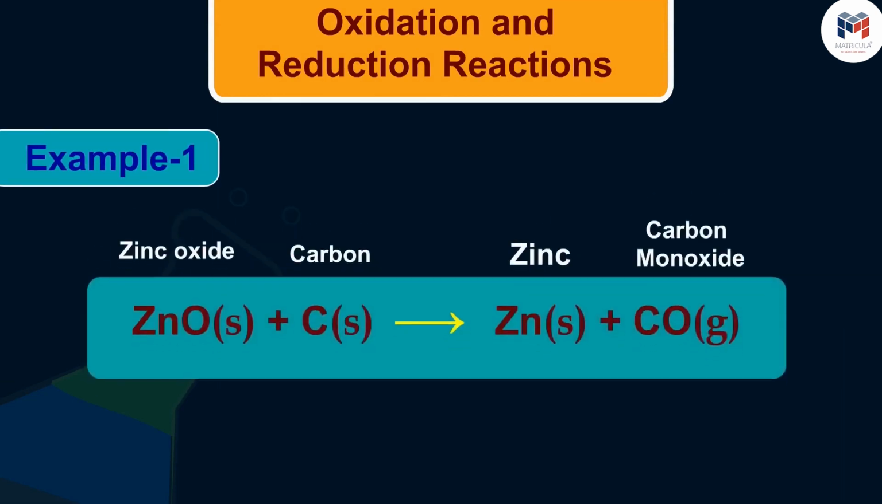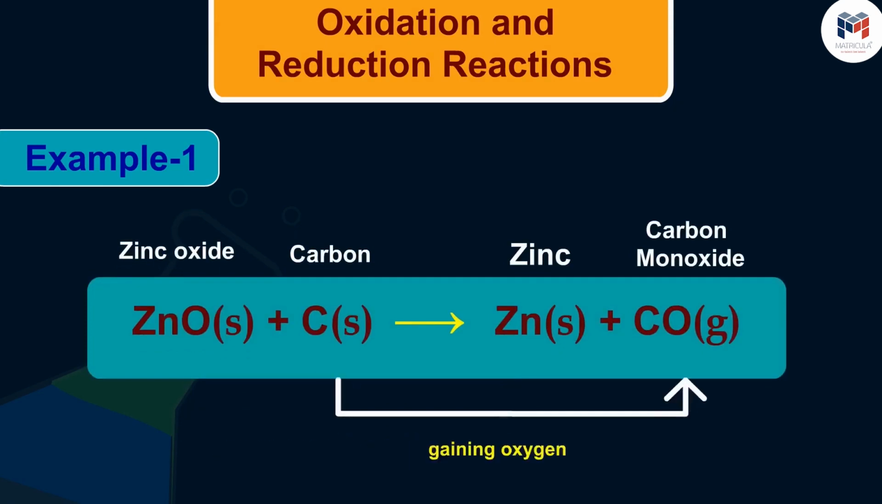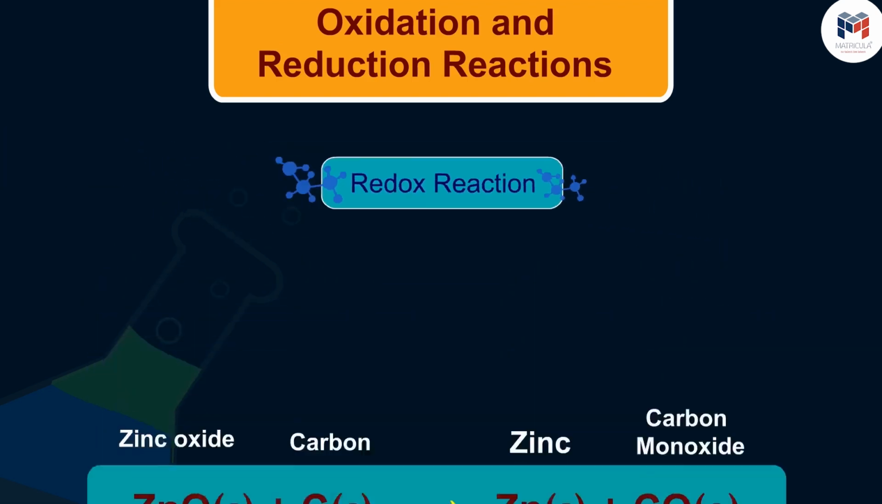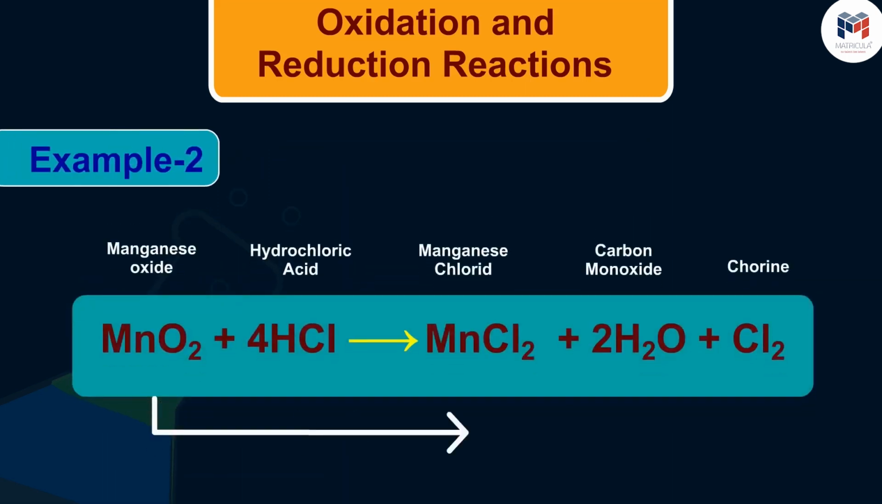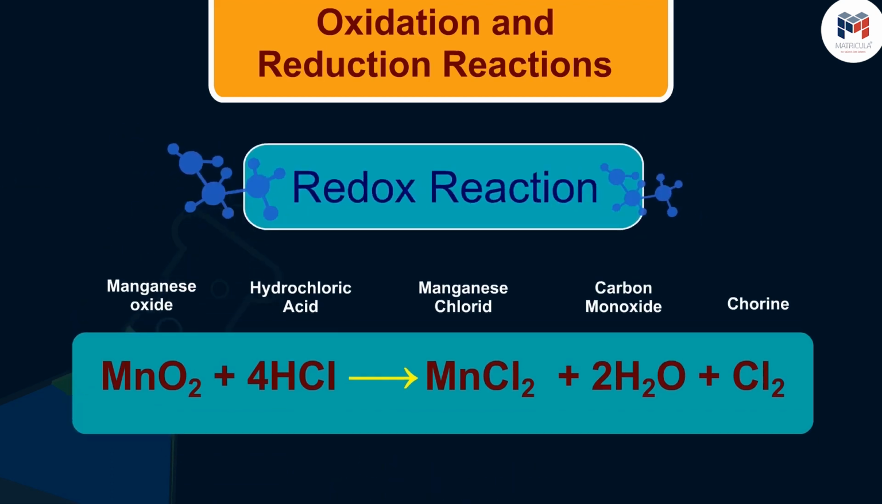In the first example, zinc oxide is reduced, losing oxygen. Carbon is oxidized to carbon monoxide. Hence, it is a redox reaction. In the second example, oxygen is removed from MnO2 and HCl is oxidized to chlorine. Hence, it is also a redox reaction.